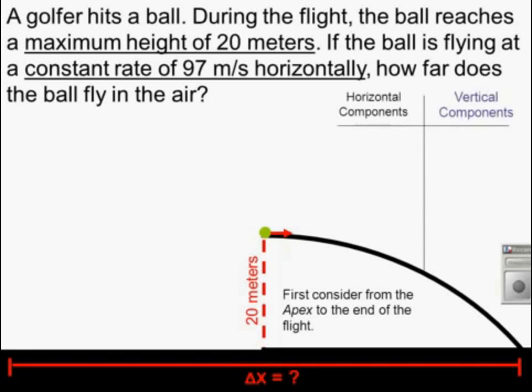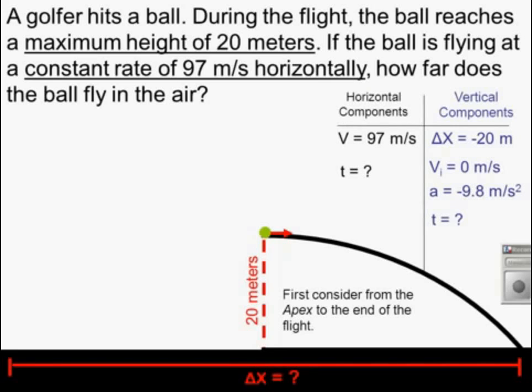This problem is just like the one we just did. So let's list our vertical components. We know it's going to fall 20 meters, negative 20 meters. It has an initial velocity of 0, a gravity of negative 9.8 meters per second squared, and it has a horizontal velocity of 97 meters per second. It's time that we're looking for. You can't cross that line without the time, because that's the only thing they have in common. It's displacement we're searching for after we find the time.